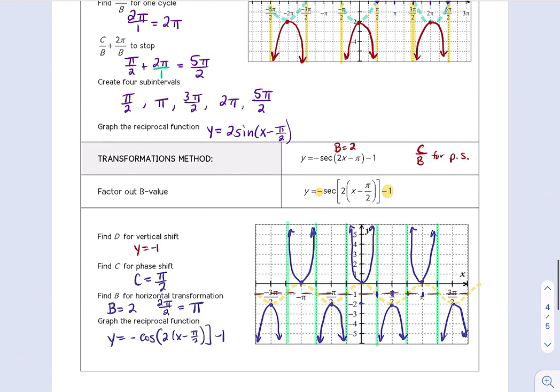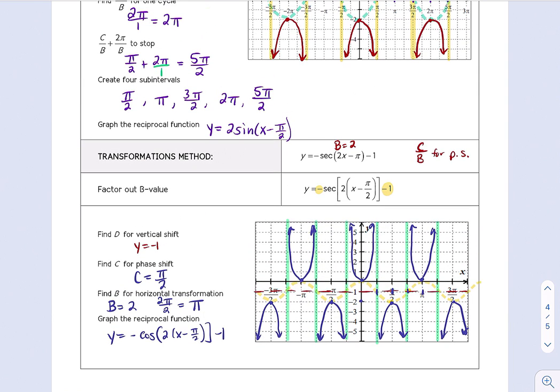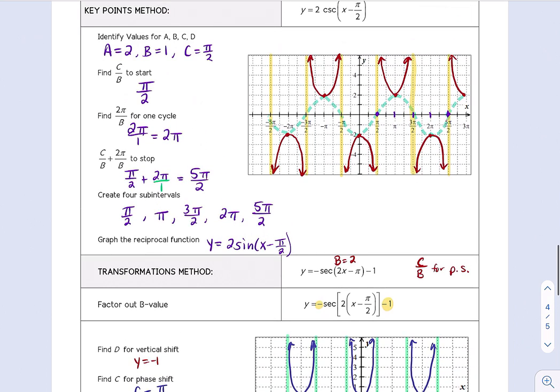So you get to pick which one works for you. The idea at the end is we have to use all of our transformations. We have to think about what each value incorporates into it. There's no avoiding thinking about what the amplitude does. We have to figure that out on our own. But it's up to you whether you like this key points method of figuring out, all right, I'm going to start at the C over B value, I'm going to add 2 pi over B, that's where I end, and I'm going to break it down in between.